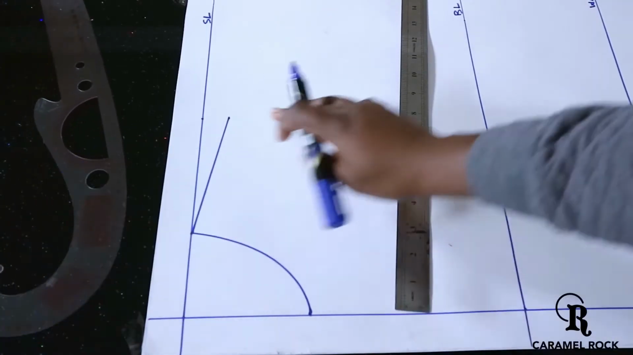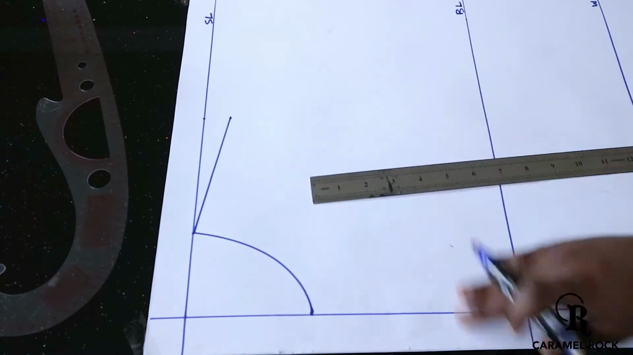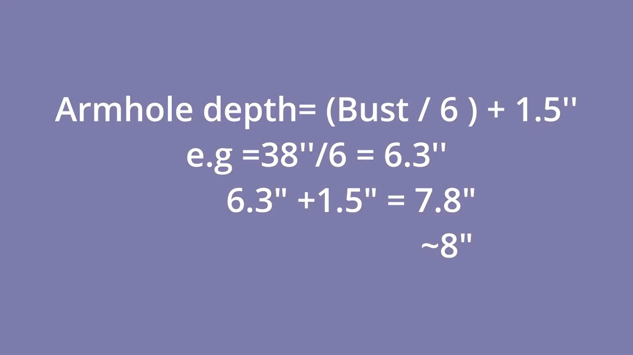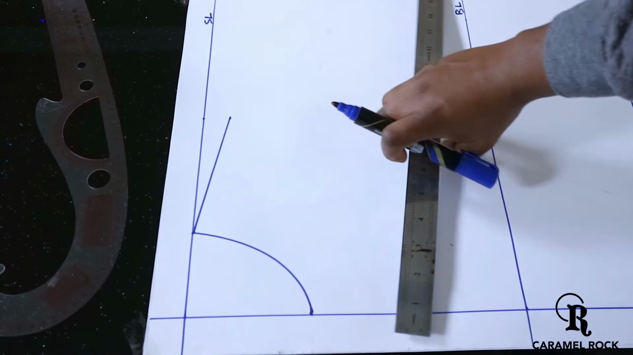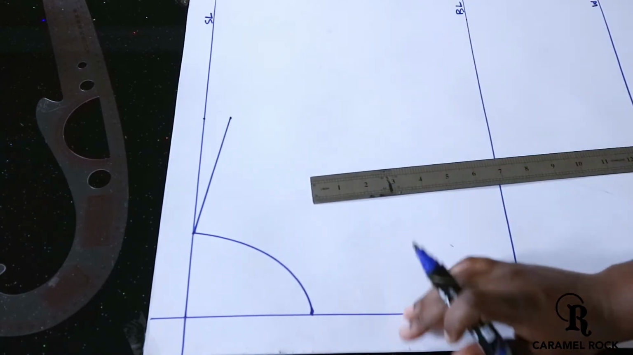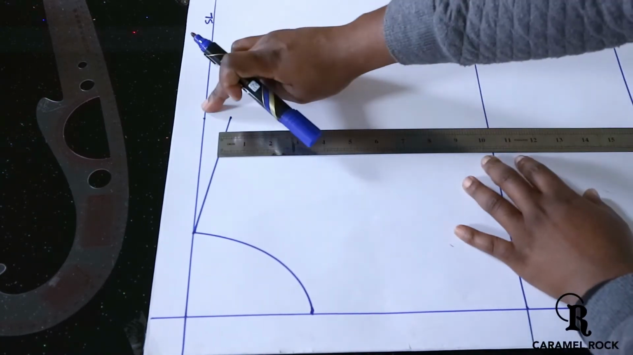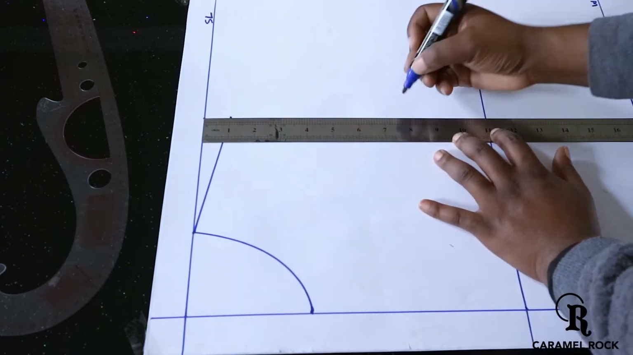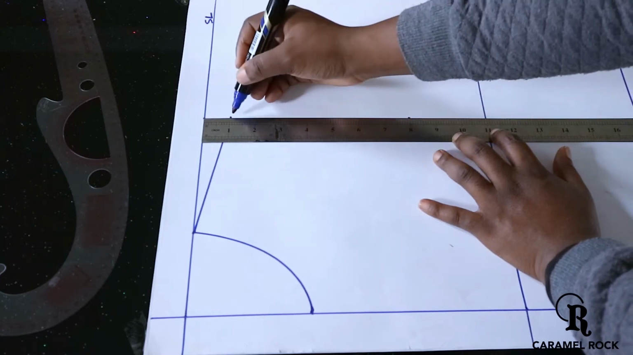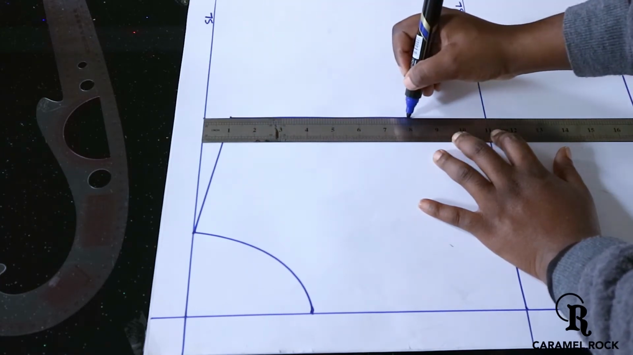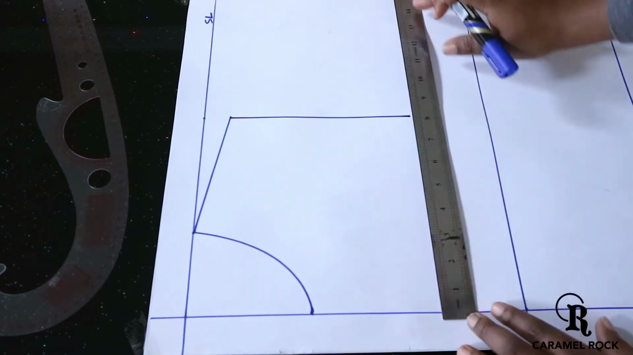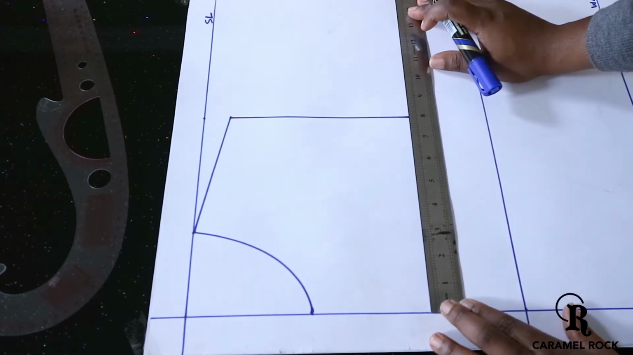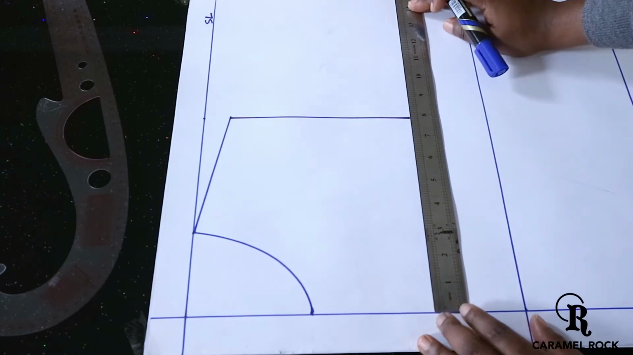Next up is to create the armhole curve. To do that, you need your armhole depth measurement, or you can use a standard formula of dividing your bust by 6 and adding 1.5 inches to it. So here I'll be dividing my bust circumference, which is 36 inches, by 6, and then adding 1.5 to it. That gives me 7.8 inches, but I'm going to round this up to 8 inches for ease. This formula will give you the perfect armhole using your measurement. Mark this measurement down, starting from the shoulder slope, then connect the points together with a straight line.